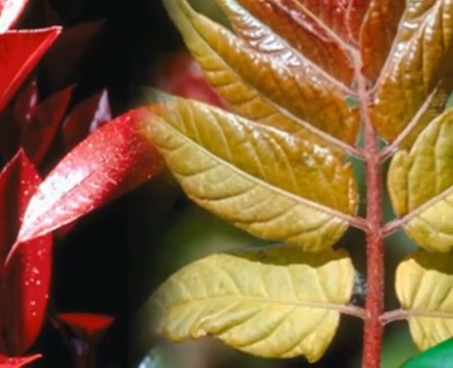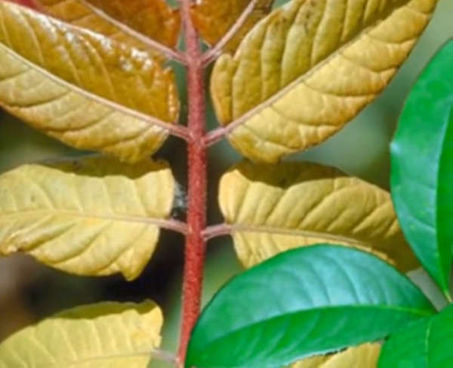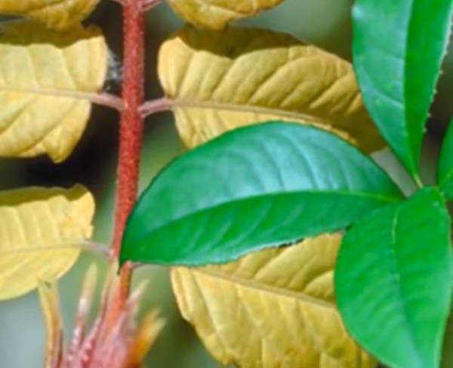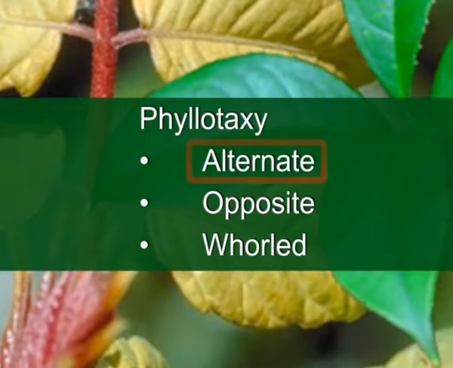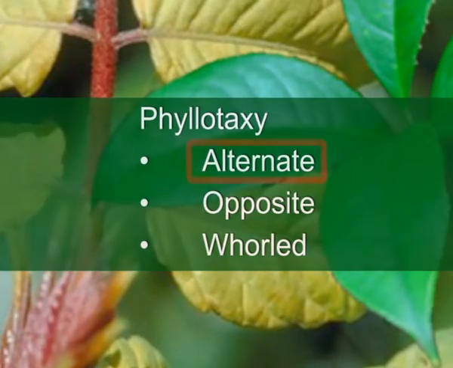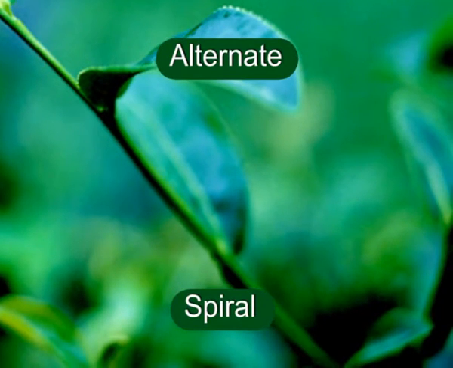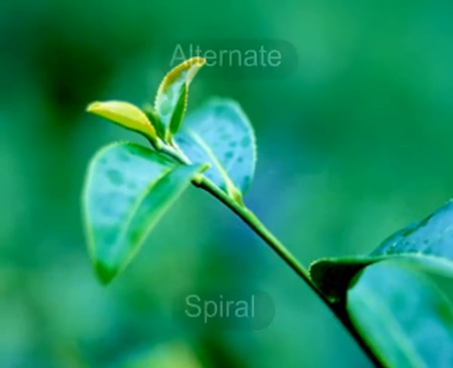They may be arranged opposite to each other in a whorled fashion or may be alternate in arrangement. So, we may say phyllotaxy is of three types: alternate, opposite, and whorled. Alternate arrangement of leaves is also known as the spiral arrangement. There is only one leaf on each node. This arrangement is known as alternate.